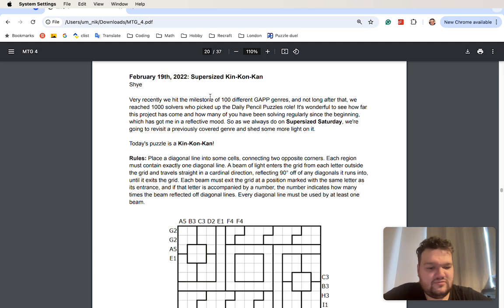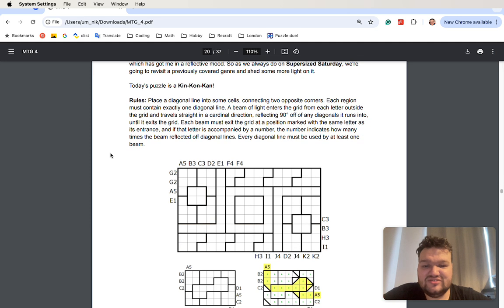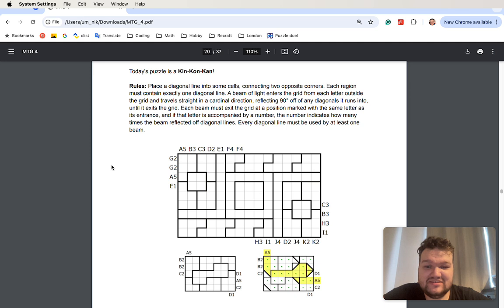And this one is from February 19th. Supersized puzzle in the genre Kin-Kon-Kan by Shye. I have seen this genre before a couple of times and I don't really understand it, but let's see, maybe I will get some insights from this one.